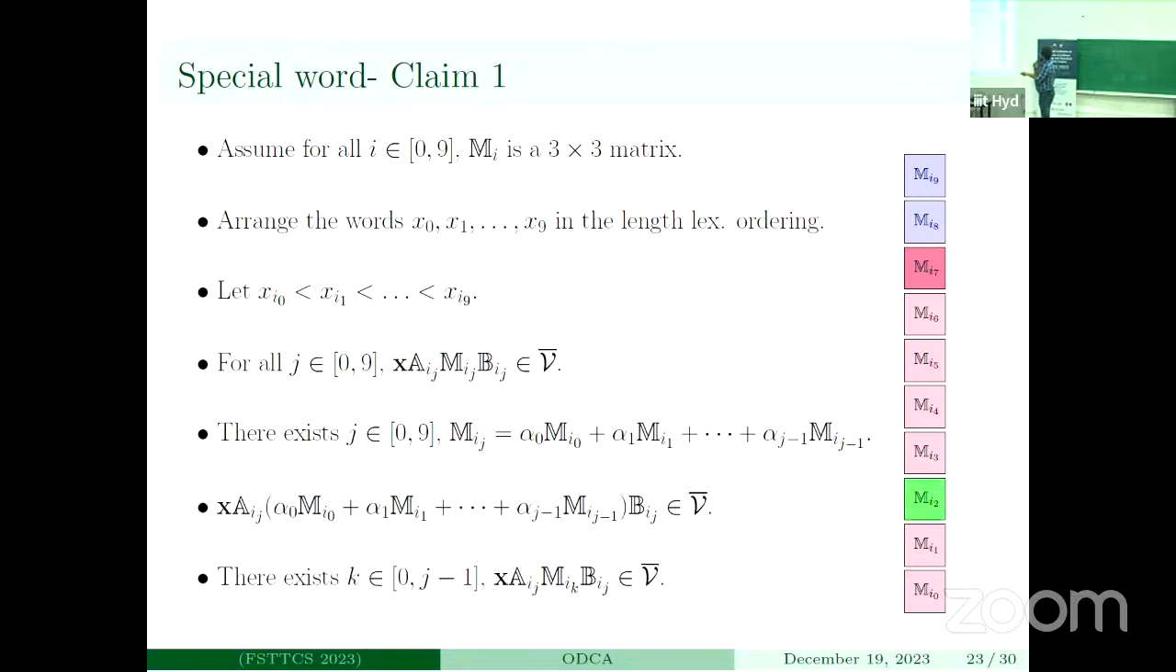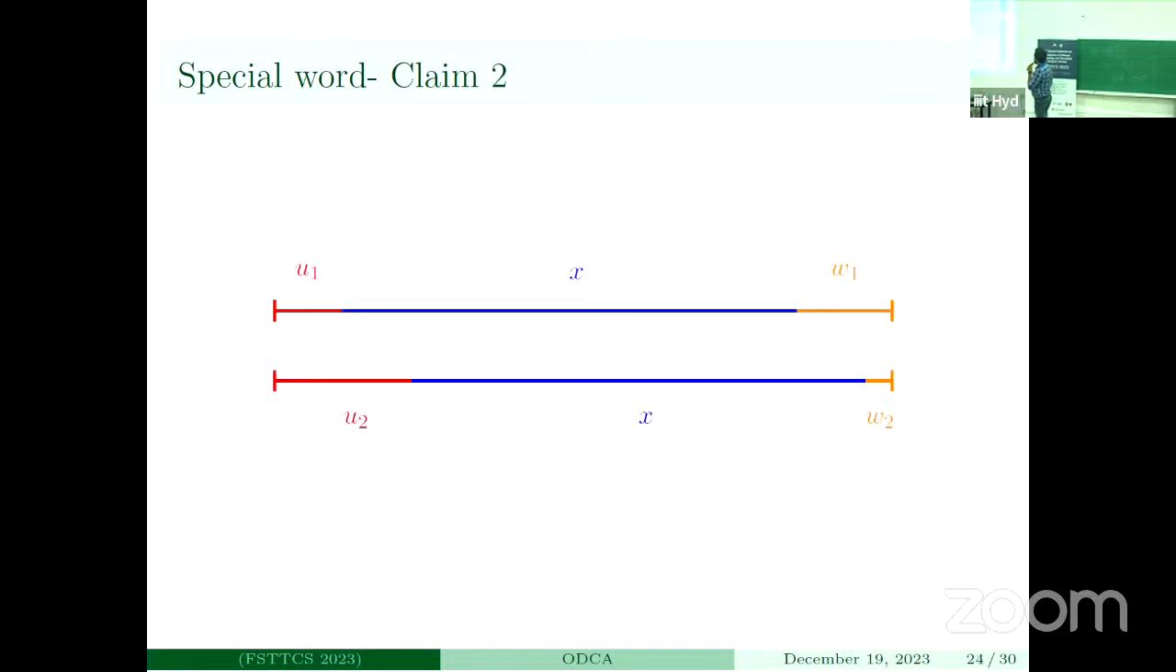So basically you get there exists a k in 0 to j minus 1 such that x, aij, mik, and bij is in V bar. So let's say this k is 2. It means that I could have replaced mi7 here with mi2. Essentially, I could have replaced xi7 with xi2. But since xi2 is a lexicographically smaller word than xi7, it would contradict the minimality of my reachability witness. So this cannot be done. So what this essentially means is that if I look at my minimal reachability witness, there is a very large factor x which repeats in the minimal reachability witness.